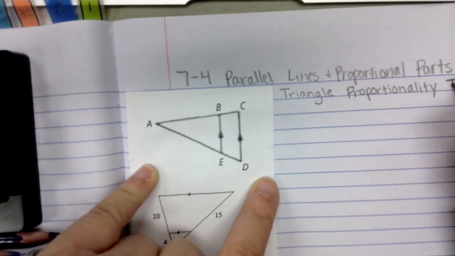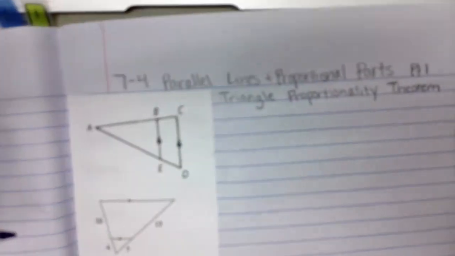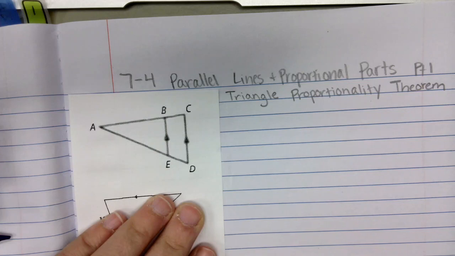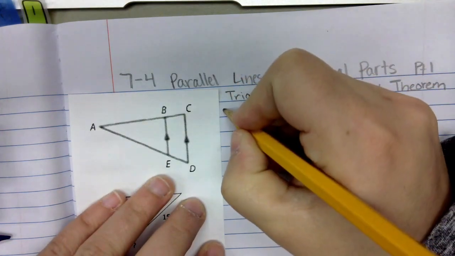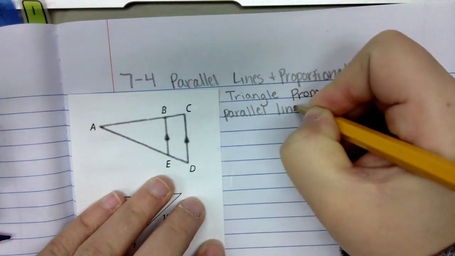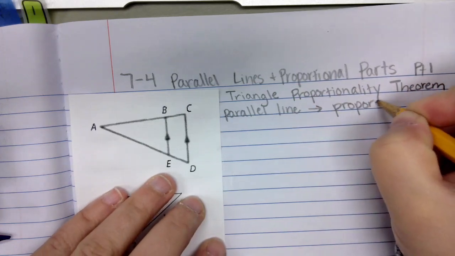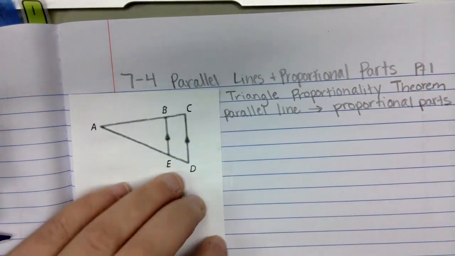Proportionality theorem. Okay. Oh, you can't see that. There we go. Crushed it. Okay. And what that tells us is that if a parallel line intersects the triangle, it creates proportional measurements. So, parallel line creates proportional parts. Okay, and we're going to mark those parts that are proportional.